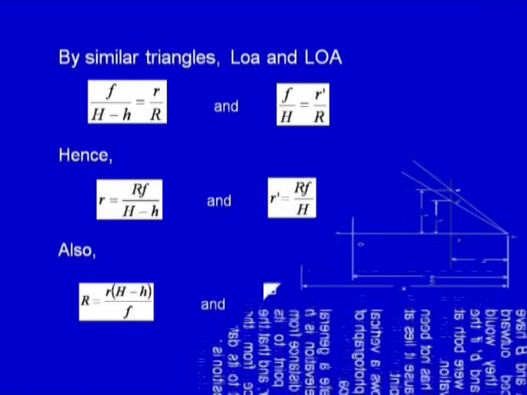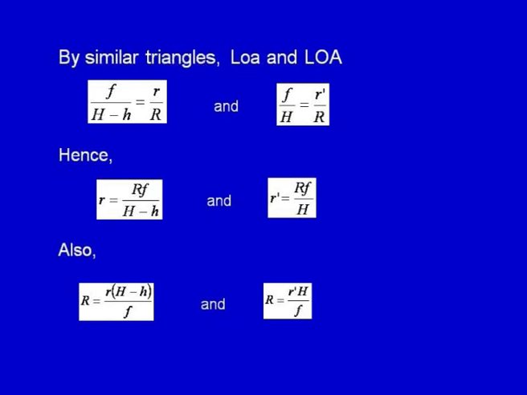Using this information, we can now postulate certain geometric relationships. Considering the triangles capital L O A and small l small o small a, we find that f divided by (H − h) is equal to small r divided by capital R, where capital R is the ground distance of the point from the center of the ground coordinate system. Similarly, when we look at the point representing the point on the datum, this can be expressed as f over capital H, which is equal to r dash over capital R.